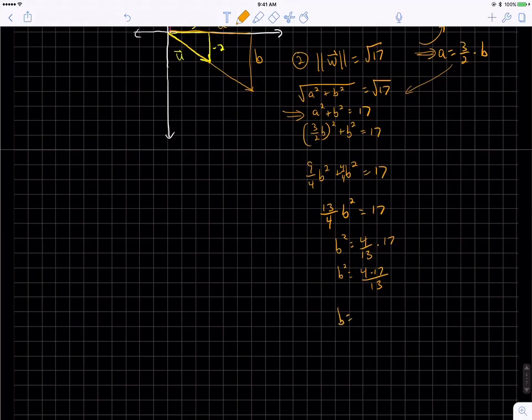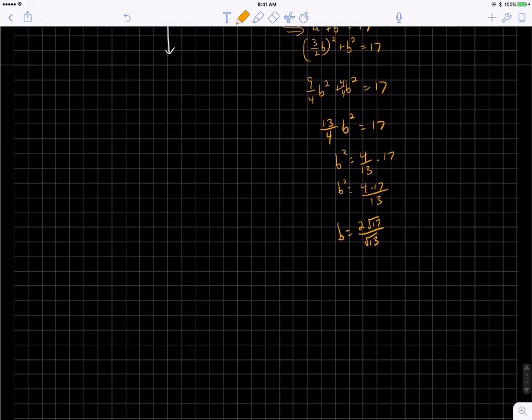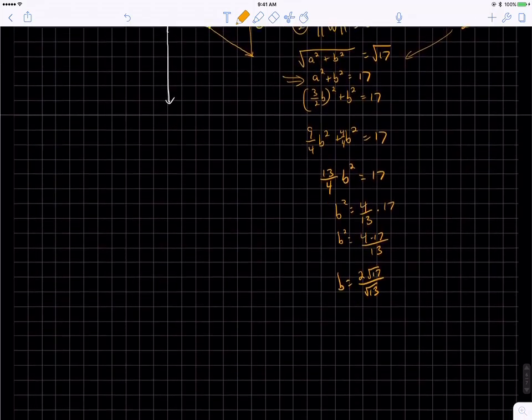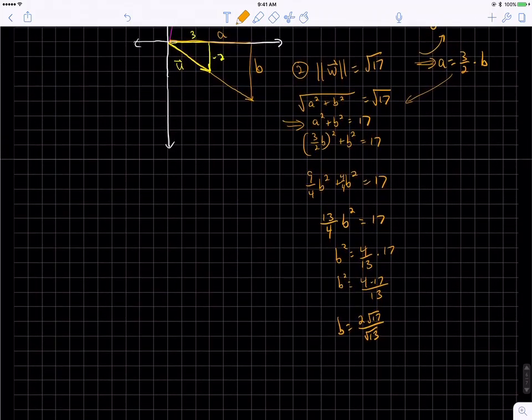When I square root both sides, I'm going to get 2 times the square root of 17 over the square root of 13. I can write it like that. There are all different ways I can write it. I'll leave it like that for now. Now remember, that's B, and when I write it in my vector, B is going in the negative vertical direction. So as I write my vector, it's going to be -2 root 17 over root 13. That's going to be the vertical component of my vector.